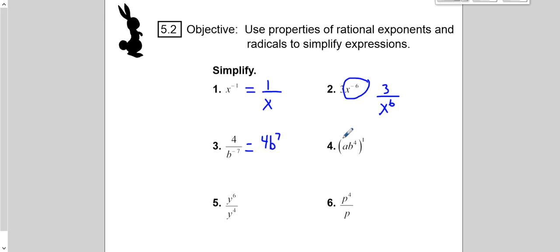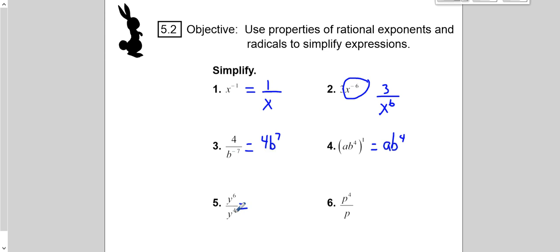Number 4, a b to the 4th to the 1st power. Well, that's just a b to the 4th. For it to be simplified, we have to remove any parentheses and make sure we do not have any negative exponents.